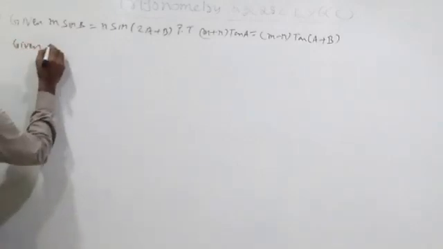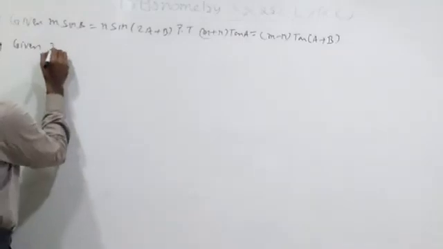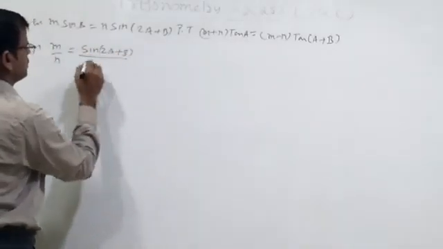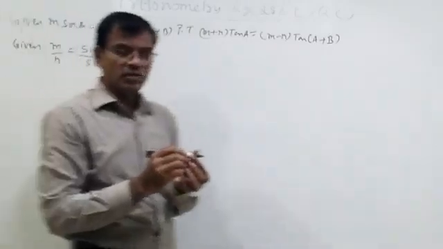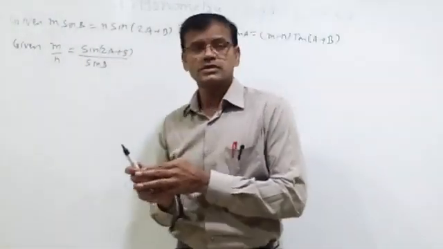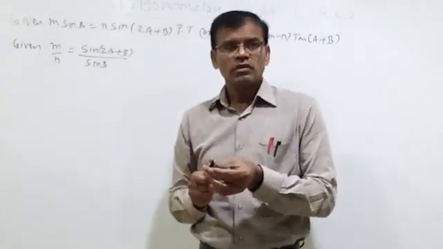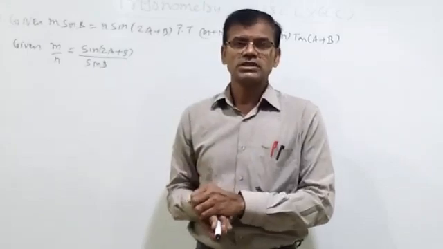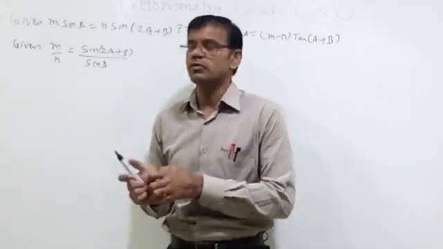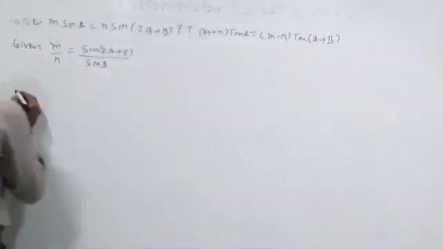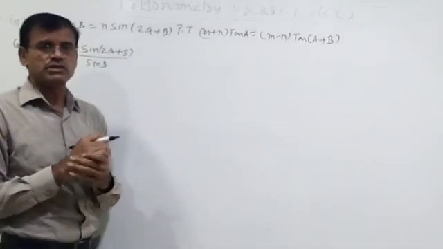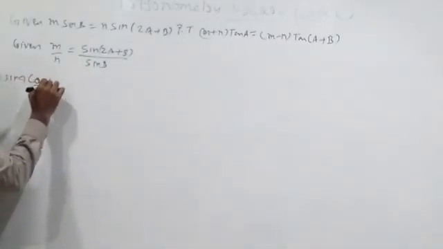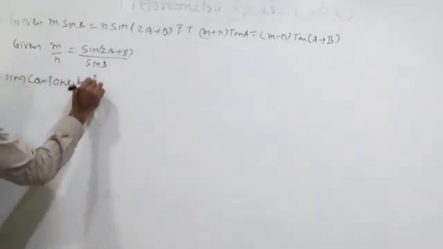Given value, you write as m by n is equal to sin of 2a plus b by sin b. While discussing example 11 in the earlier sum, we discussed using the concept of componendo and dividendo. What is the rule? If numerator by denominator is equal to numerator by denominator, then numerator plus denominator by numerator minus denominator is equal to numerator plus denominator by numerator minus denominator. The formula is: if a by b is equal to c by d, then a plus b by a minus b is equal to c plus d by c minus d. Using componendo and dividendo, this question and the next question are the same concept.